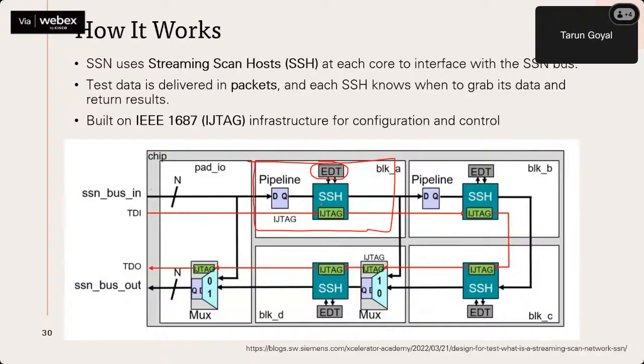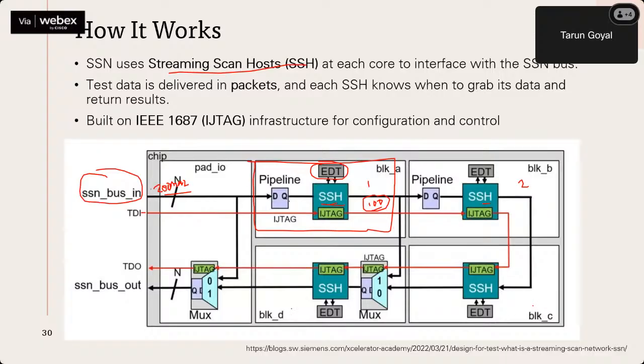They call this the SSH, streaming scan host. There is a TDI which configures all these SSHs. This red ring which we can see is the JTAG, TDI to TDO, and we are bringing the data on the SSN bus in. Now they are packets, and data is coming at 200 megahertz. Now suppose it was going to two cores, this one core and two cores. Now we will run this core at 100 megahertz only. But what we will do, rather than enabling two cores, is enable all four cores.